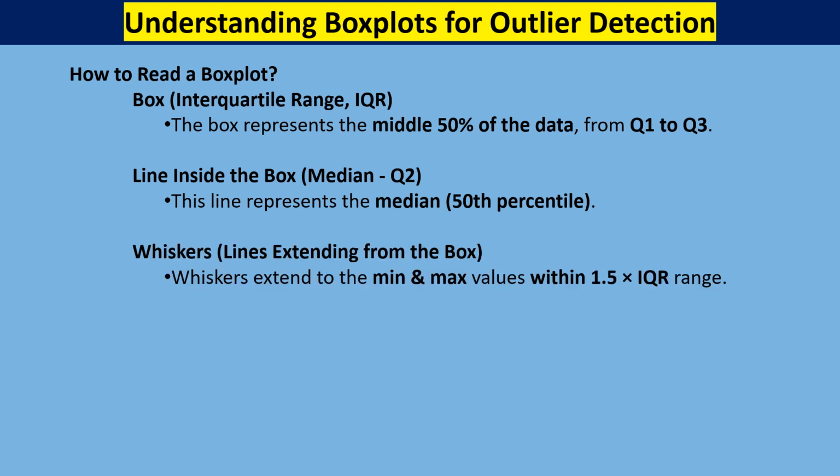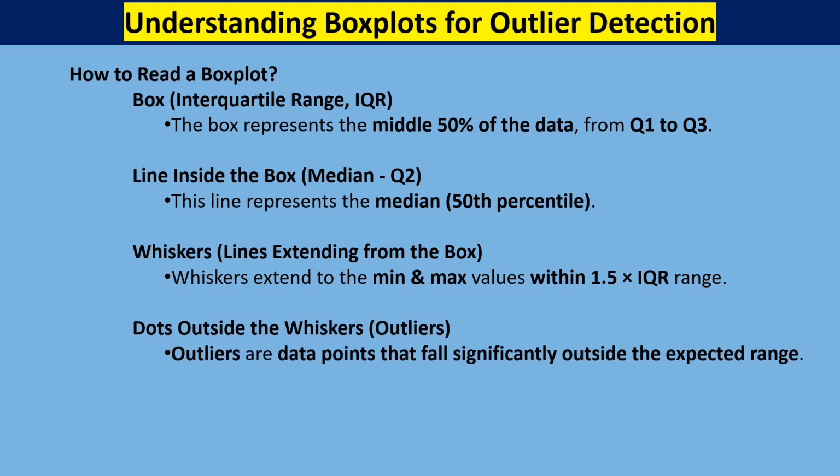Whisker lines extend from the box. Whiskers extend to the minimum and maximum values within the 1.5 times IQR range. This helps show the range of the dataset without considering extreme values, I mean outliers. Dots outside the whiskers are outliers. Outliers are the data points that fall significantly outside the expected range. This indicates potential anomalies, errors, or extreme variation in data.